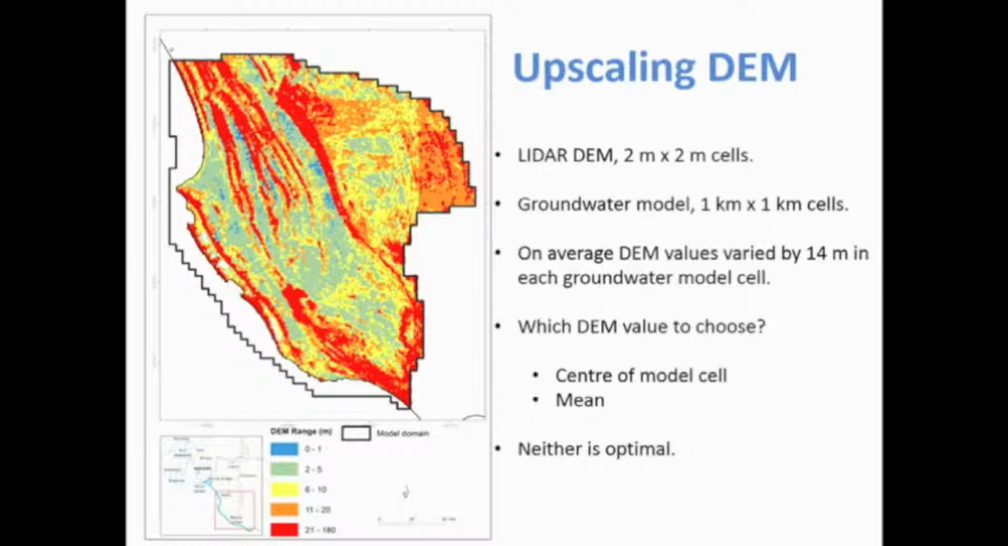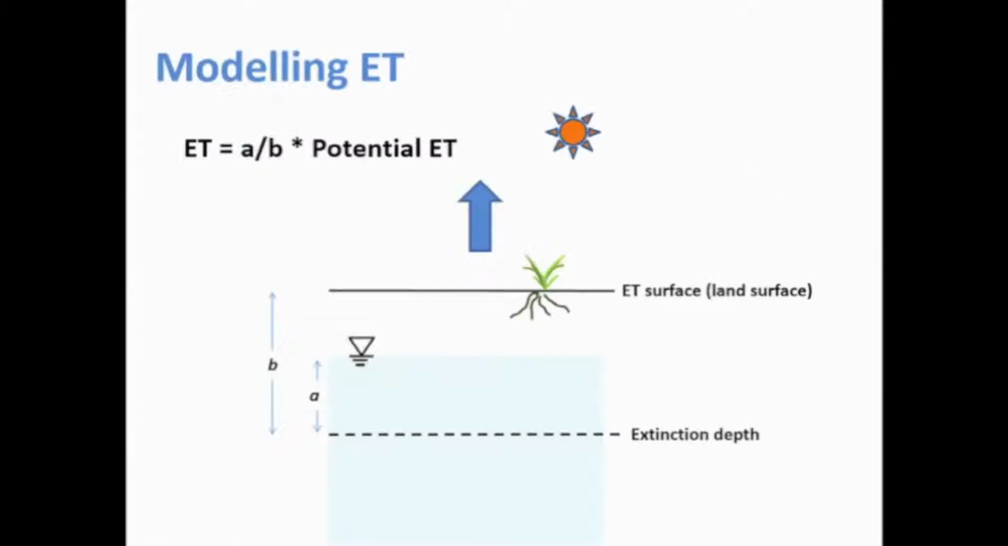Perhaps the one that's closest to the centre of the groundwater model, or a mean value. But actually neither of these is really optimal. And yet it's really important to choose correctly because our model ET depends directly on this value. So as this schematic shows, ET is calculated as a function of the distance between the ET surface, which is generally set as land surface, and we use the DEM for that, and an extinction depth, and the position of the water table relative to these two.